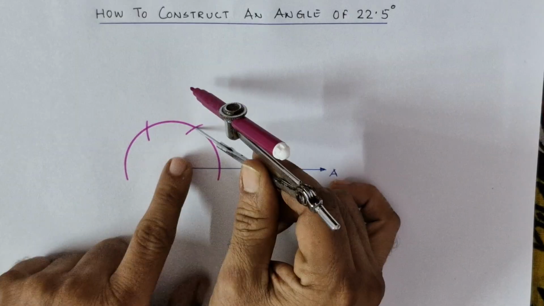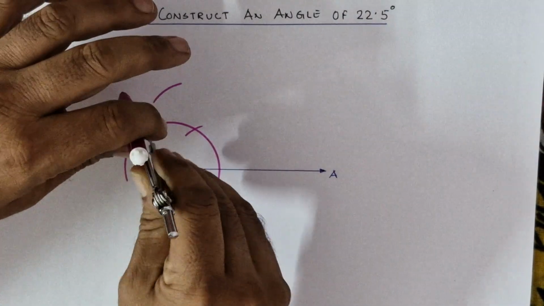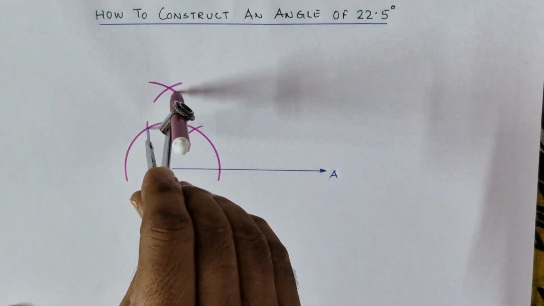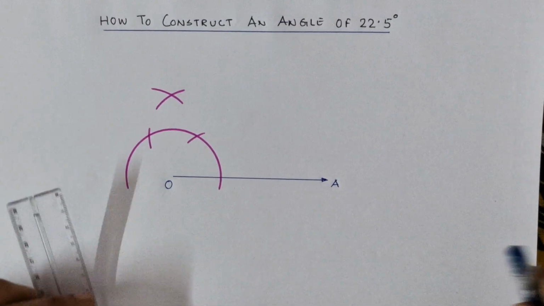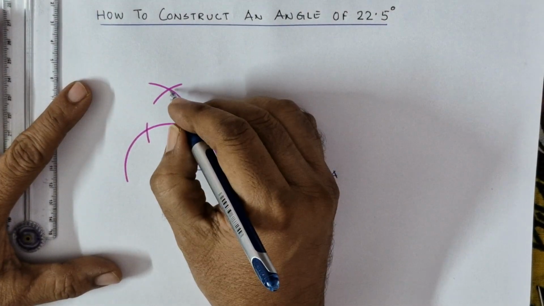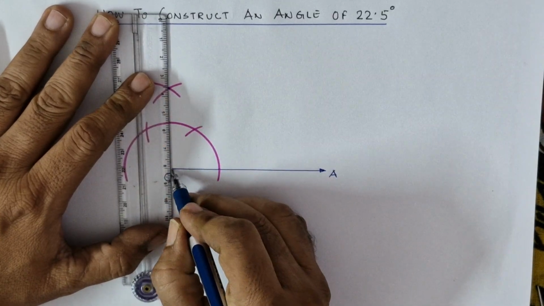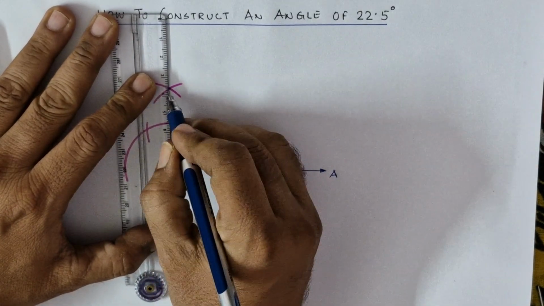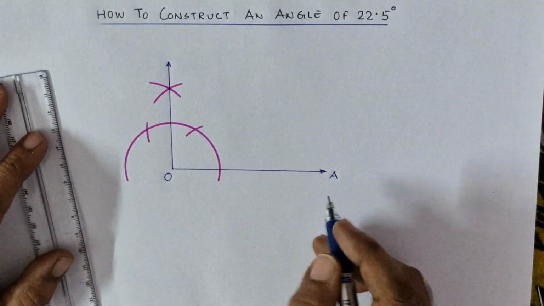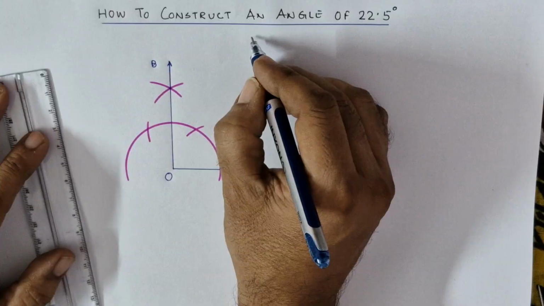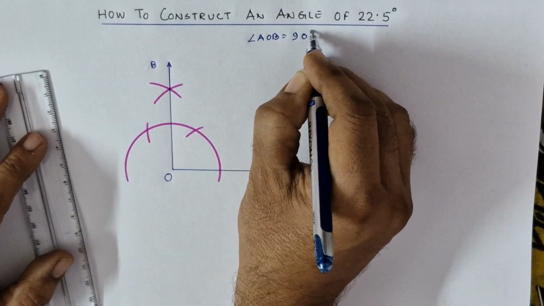Now do not leave the compass. Draw another arc, point to the second intersection point and draw another arc to intersect the above arc. Now if you join this, mark the intersection point very carefully. Now if you join this and the vertex O, you're going to get 90 degrees. Okay, so let's name it AOB. So angle AOB is 90 degrees. We got it, right?